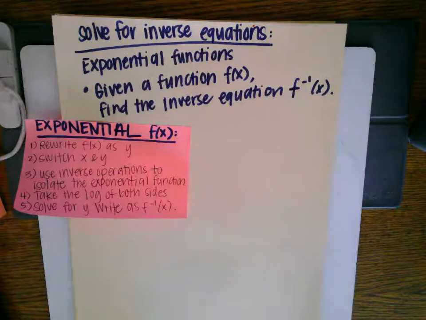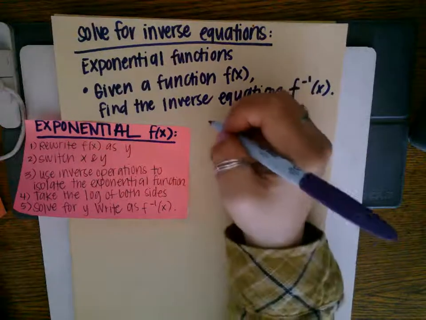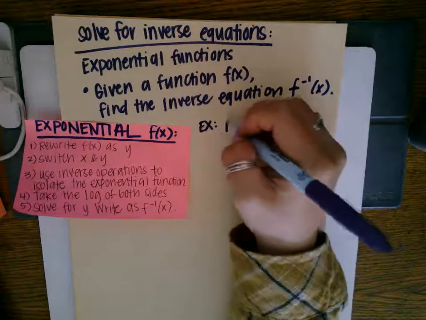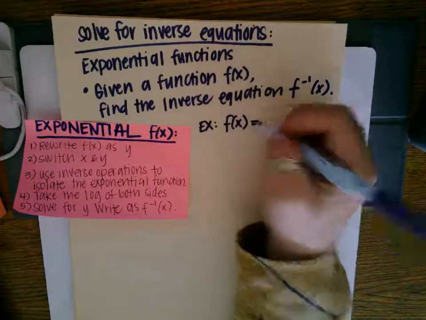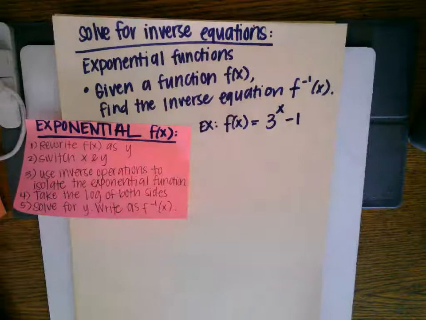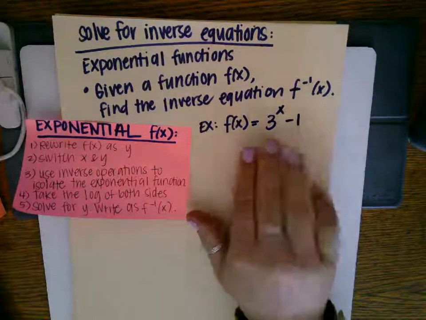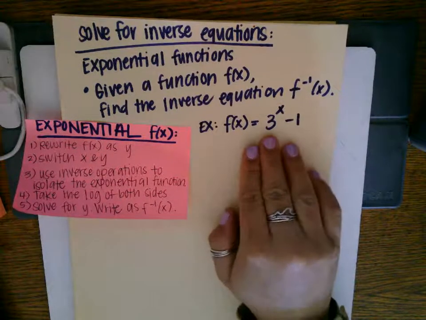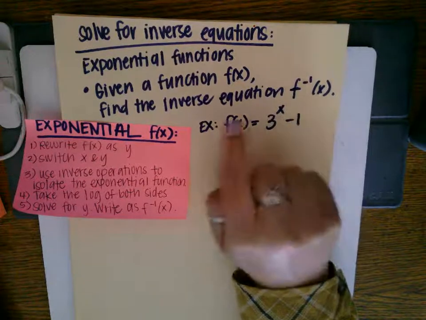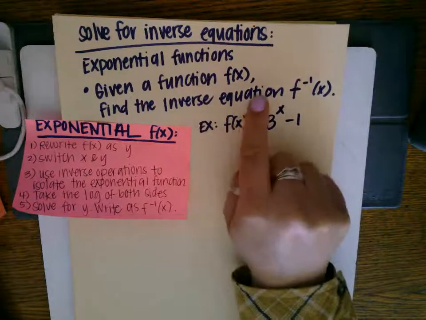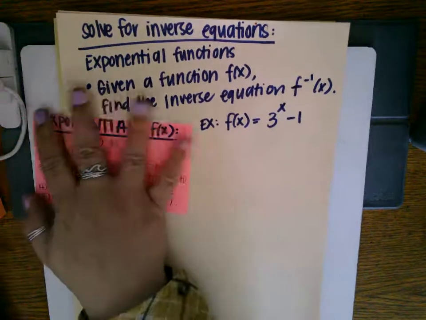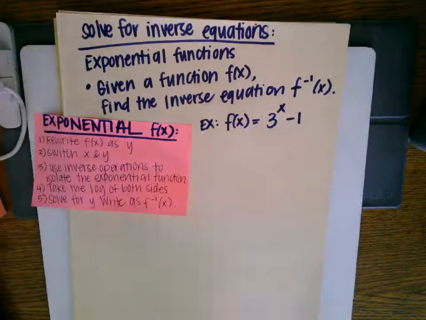So let's do an example. Suppose we are given f of x is equal to 3 to the x minus 1. Notice that this is an exponential equation. My base is 3, my exponent is x, and I'm subtracting off 1. And our goal is to find the inverse f inverse of x. So we're going to follow our step-by-step procedure.